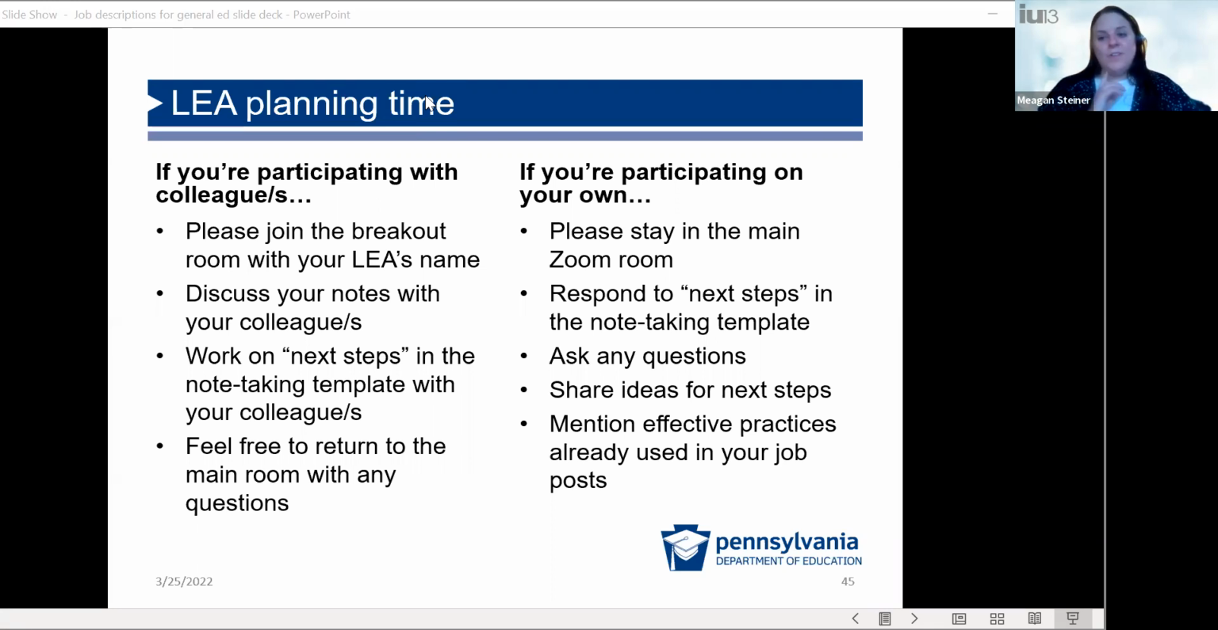And if you're not sure whether there's someone else here from your LEA, you can look at the participant list. And if they are, you can go to the breakout room that has your LEA's name on it, if that is something you'd like to take advantage of.